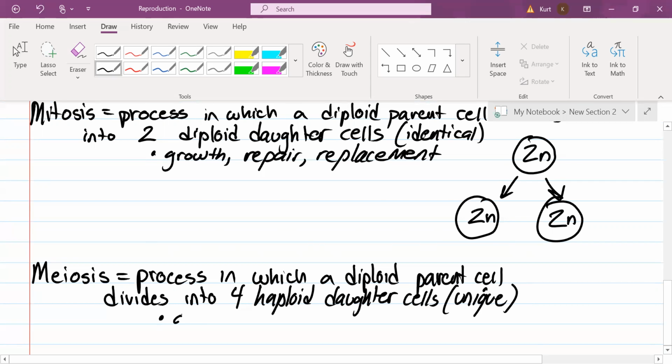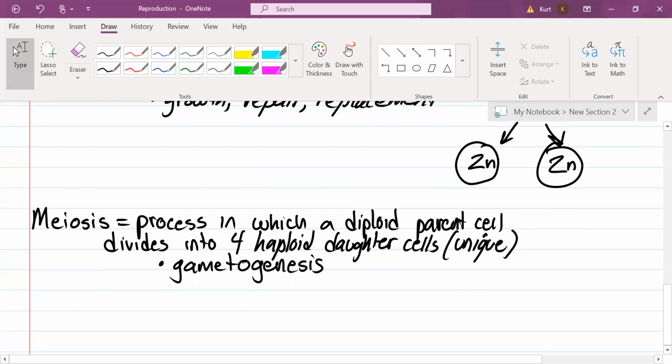This is just meant for gametogenesis. Genesis means creation or beginning, and gameto means gametes, which are sex cells. So this is the beginning of sex cells. For ladies, this is called oogenesis. Oo, O-O, means eggs. And for males, it is spermatogenesis.